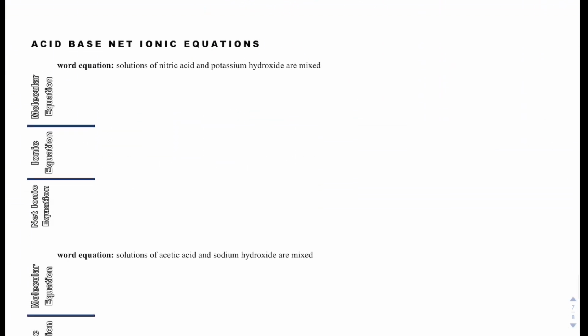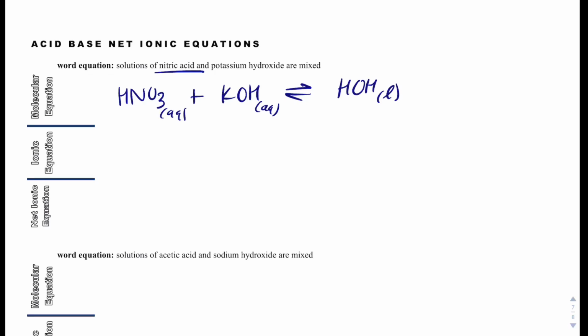Okay, last thing is net ionic equations. I'm going to go through this pretty quickly. We've got nitric acid, that's HNO3, plus potassium hydroxide. And in a double replacement reaction, we're going to get liquid water. These guys are both aqueous, plus KNO3, which is aqueous. We're going to break apart aqueous things, and so HNO3, that's a strong acid.